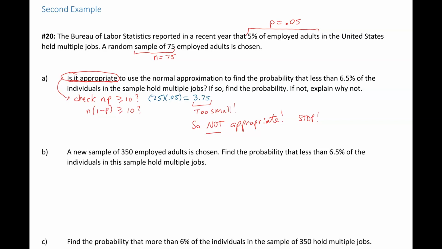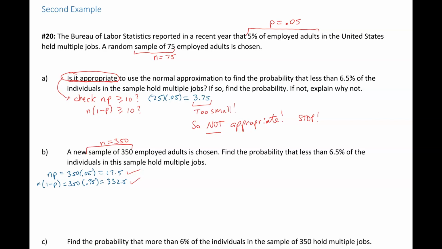All right, so we go on to part B. A new sample of 350 employed adults is chosen. So now we've got a nice big N. Find the probability that less than 6.5% of those individuals in that sample hold multiple jobs. So I'll do just a very quick check. NP is 350 times 0.05, which is 17.5. That is now big enough. And then N times the complement would be 350 times 0.95, 1 minus the 0.05, and that's 332.5. So those are both fine.